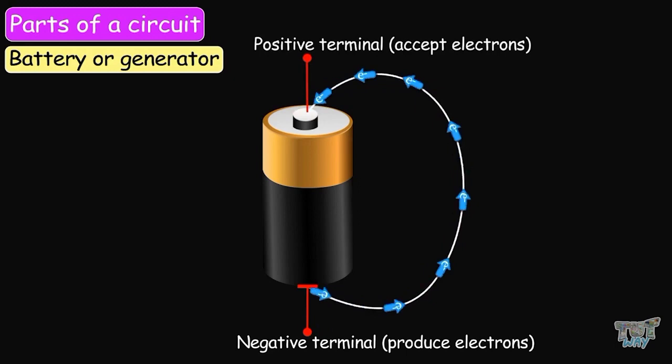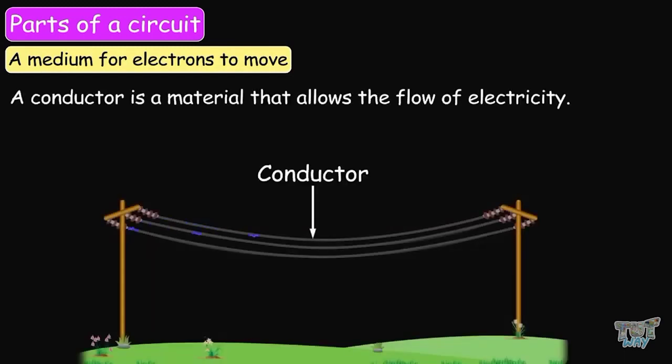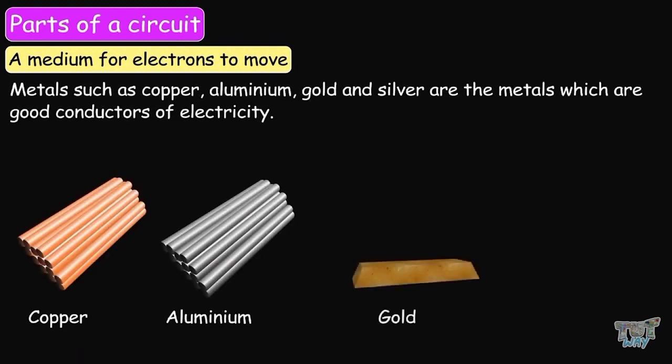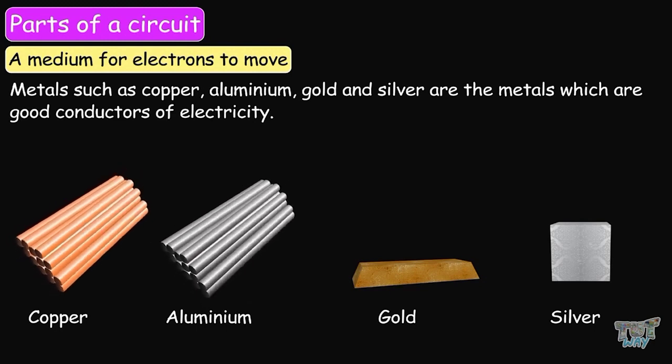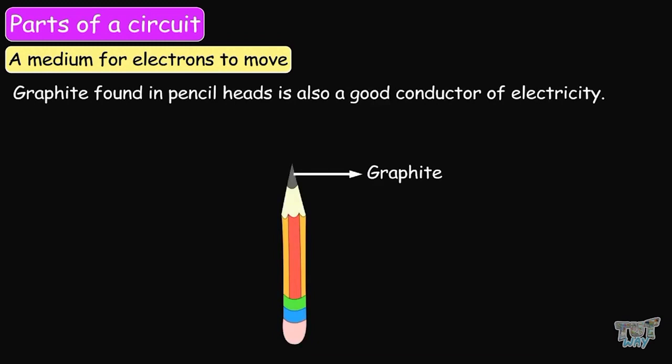Now a second thing is a medium for the electrons to move, or the conductor in the circuit. A conductor is a material that allows the flow of electricity or electrons. Metals such as copper, aluminum, gold, and silver are good conductors of electricity. So wires are mainly made up of copper or aluminum. Gold and silver wires are also used, but in rare cases. Water is also a good conductor of electricity. But for now, we will learn about the wires made up of copper and aluminum. Graphite, found in pencil heads, is also a good conductor of electricity.